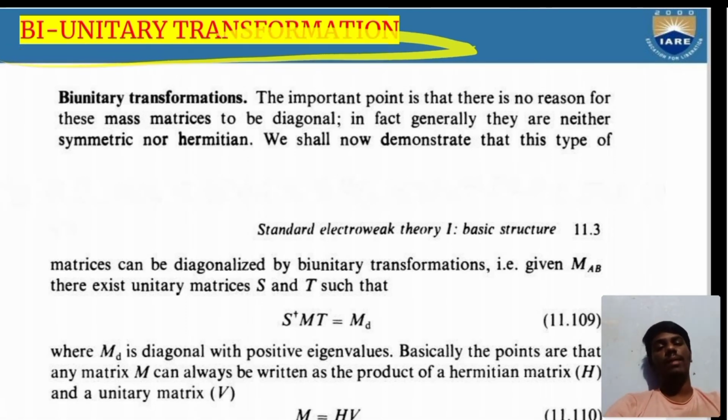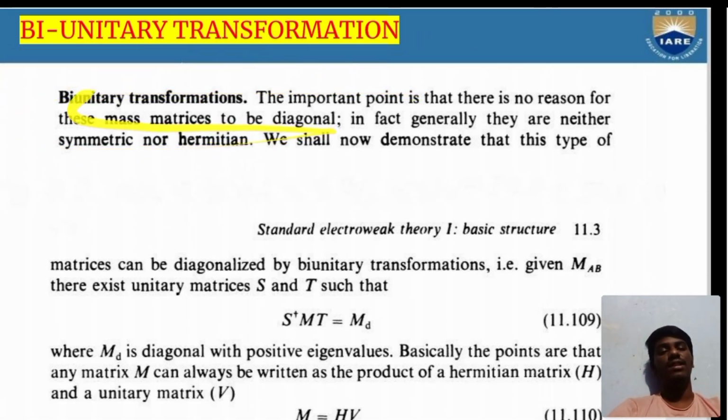And coming to the biunitary transformation, the important point is that there is no reason for this mass matrix to be diagonal. In fact, generally they are neither symmetric nor Hermitian. We shall now demonstrate that this type of matrix can be diagonalized by a biunitary transformation.